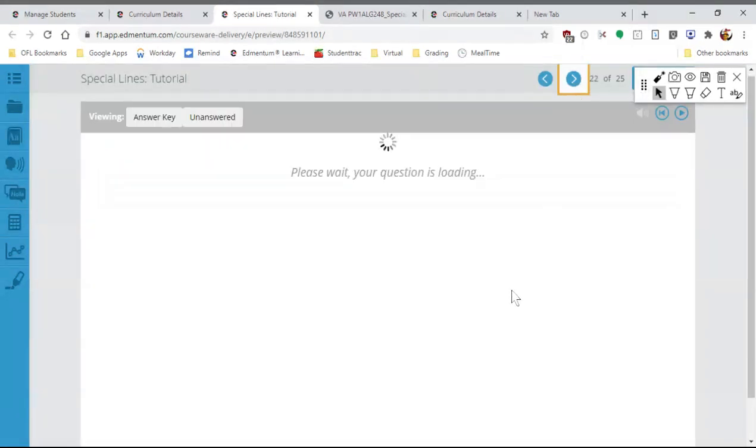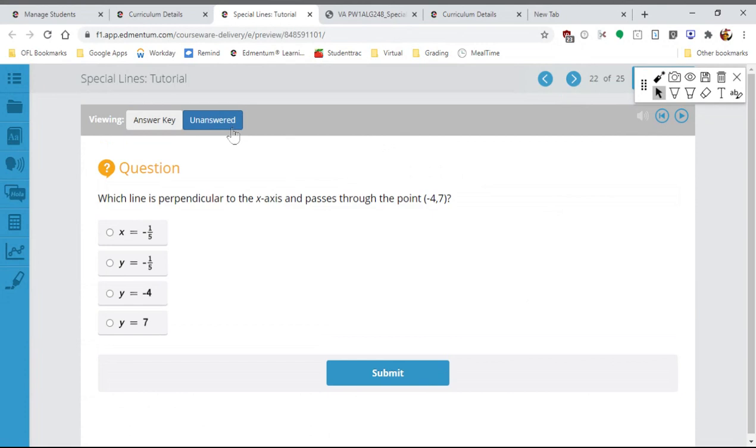All right, so let's move on. Let's do the unanswered. This one, it says a line perpendicular to the x-axis that passes through this point. So, in other words, this line has to be parallel. So this is x equals -4. It passes through this point.